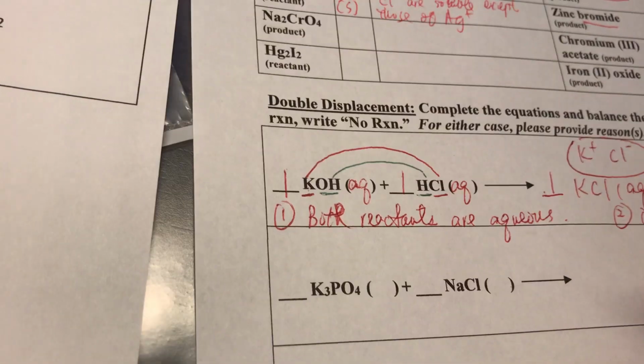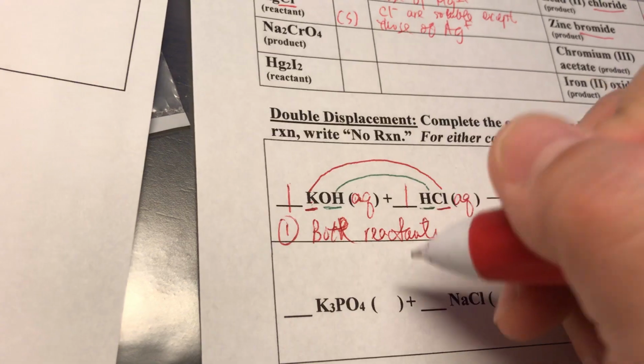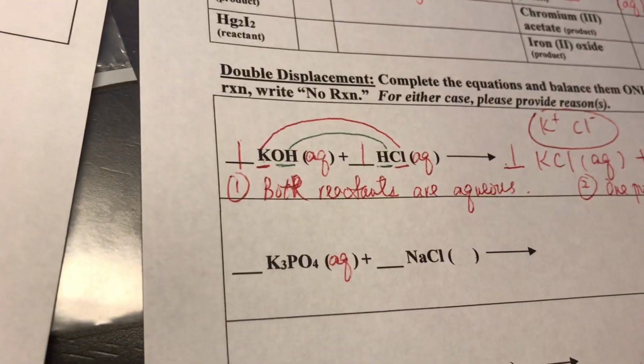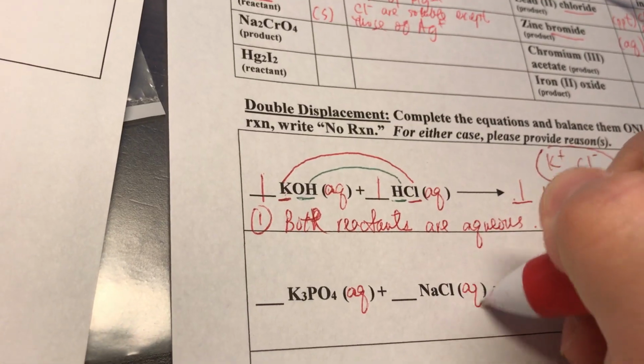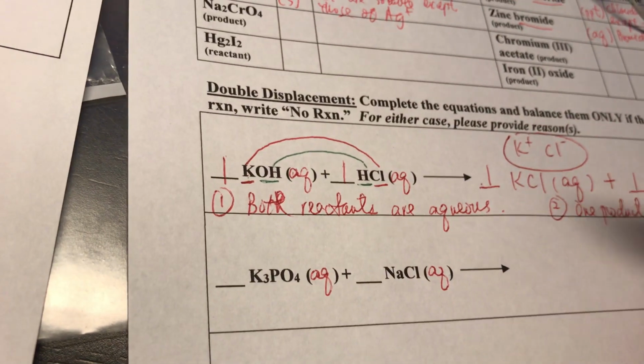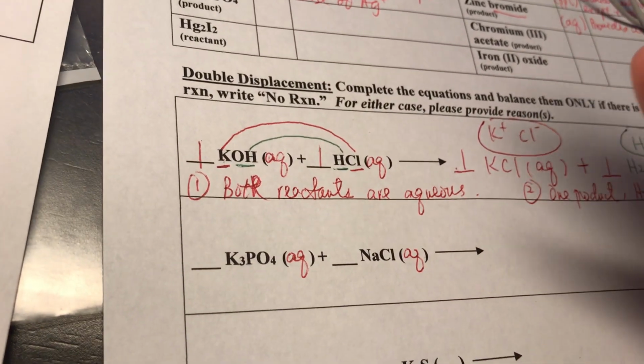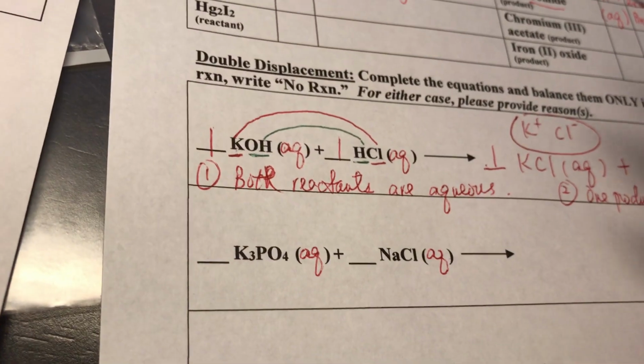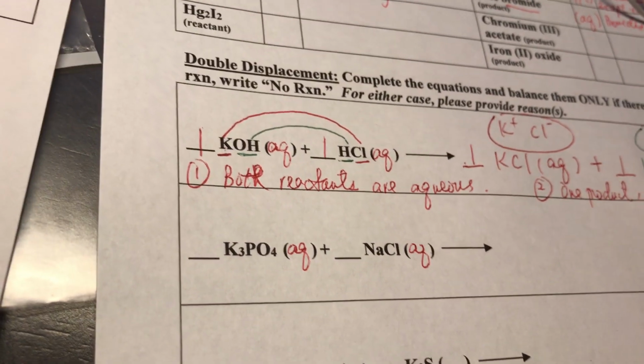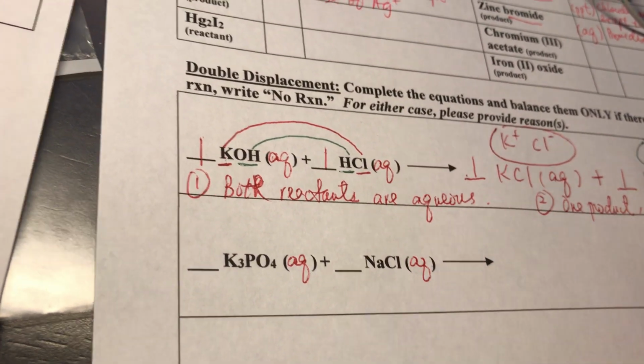K3PO4, and I'm going to check the state. Okay, it is AQ. NaCl, okay, it's also AQ. Now, if you know both of them are AQ, then you can start to draw the rainbow. Do not even start to draw the rainbow if one of them is not AQ, because they would not separate it. Don't even waste the time.